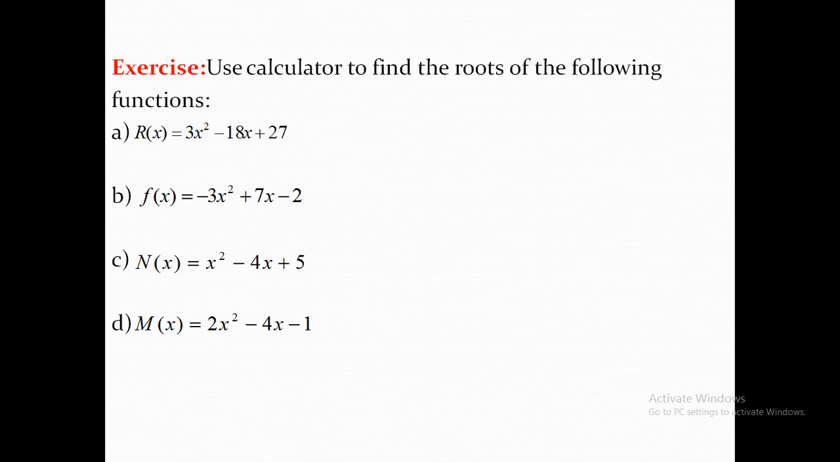Please try to find the roots of the following functions by using the calculator. That means enter a 3, b minus 18, c 27; a minus 3, b 7, c minus 2; a 1, b minus 4, c 5; a 2, b minus 4, c minus 1, and for each one find the roots if they exist.